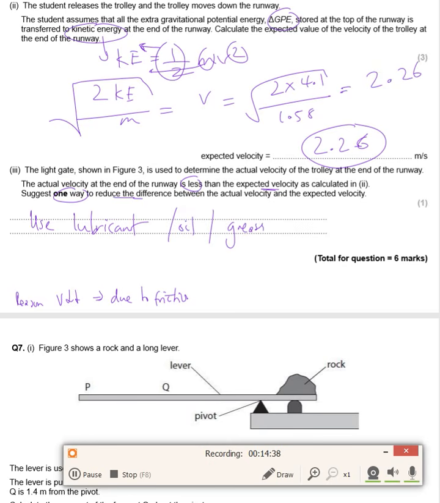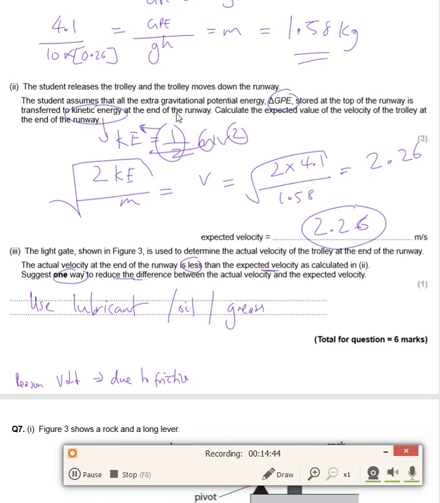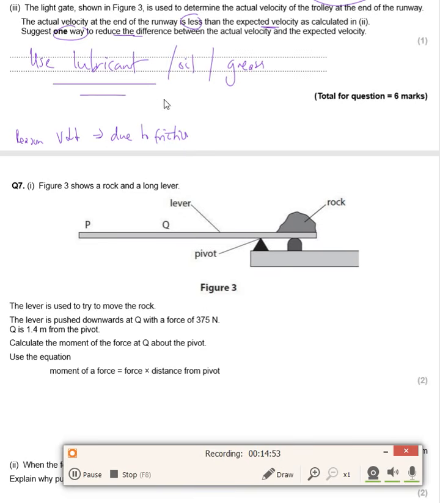So just make it so that it can go through it easily. Because in this question, we assume that there's no friction, or there's no resistance. So in real life, there's always friction. So to reduce this, we use lubricant. That's why in a bicycle, in the chain, we need to add oil as lubricant.